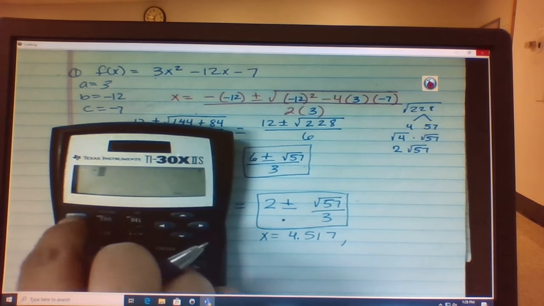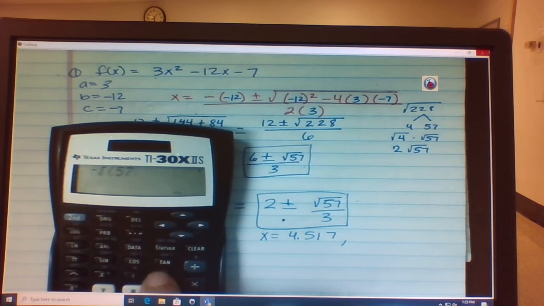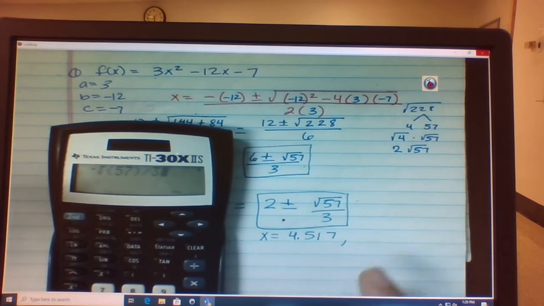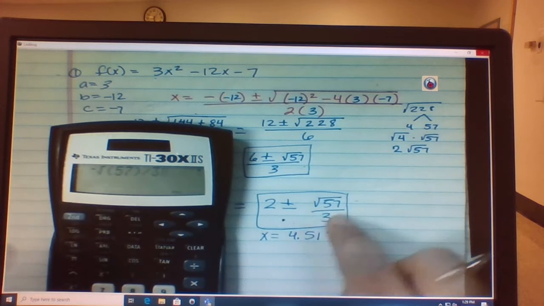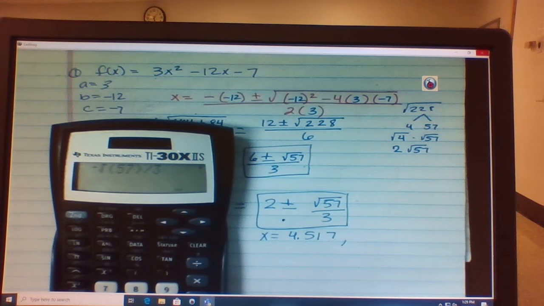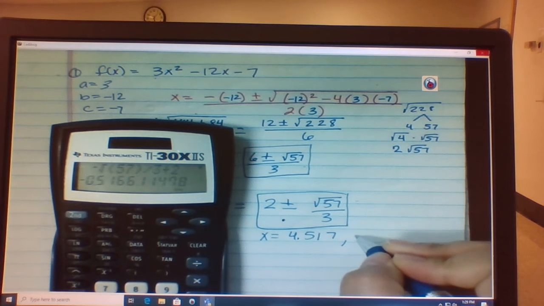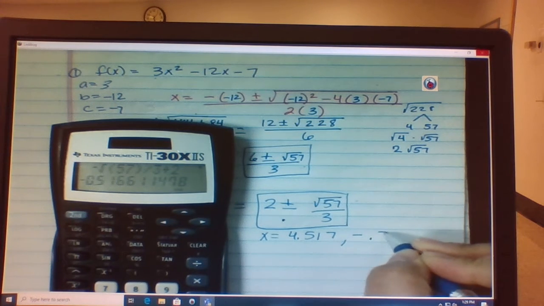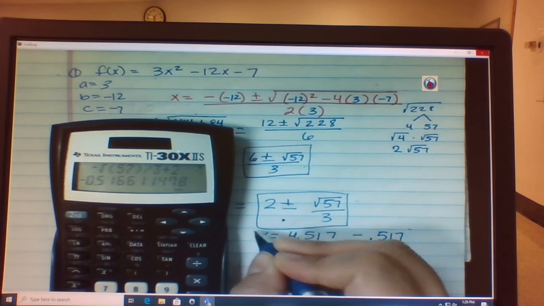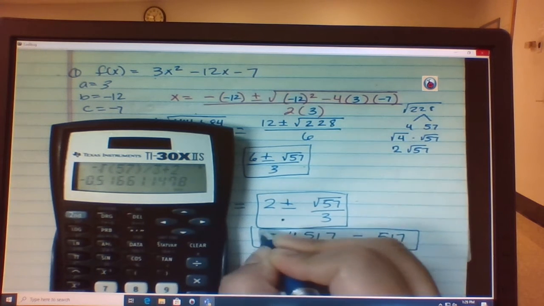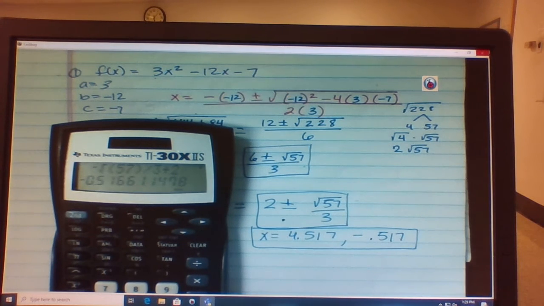Negative square root of 57. Because of the type of calculator I have, I have to do this part first before the top. But if you have the other better one, it's a negative 0.517. So these are your two answers. So be careful when you're doing the quiz.